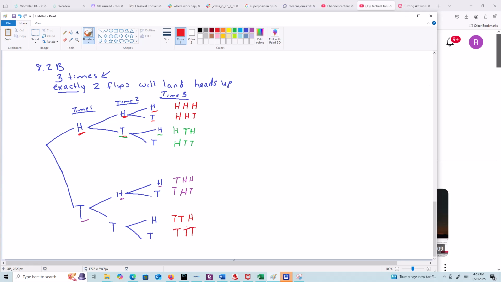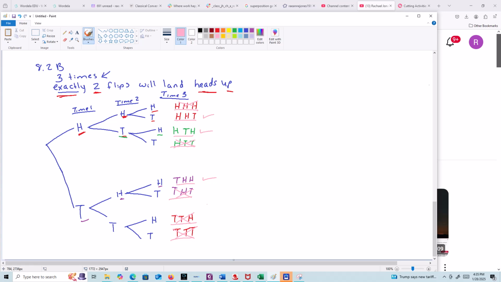And we want exactly 2 heads up. Exactly 2. Pink. All right. Here we get 3. We need 2. Here we get exactly 2. Here we get exactly 2. Here we only got 1. Here we got exactly 2. Here we only got 1. Here we got only 1, and here we didn't get a single one.